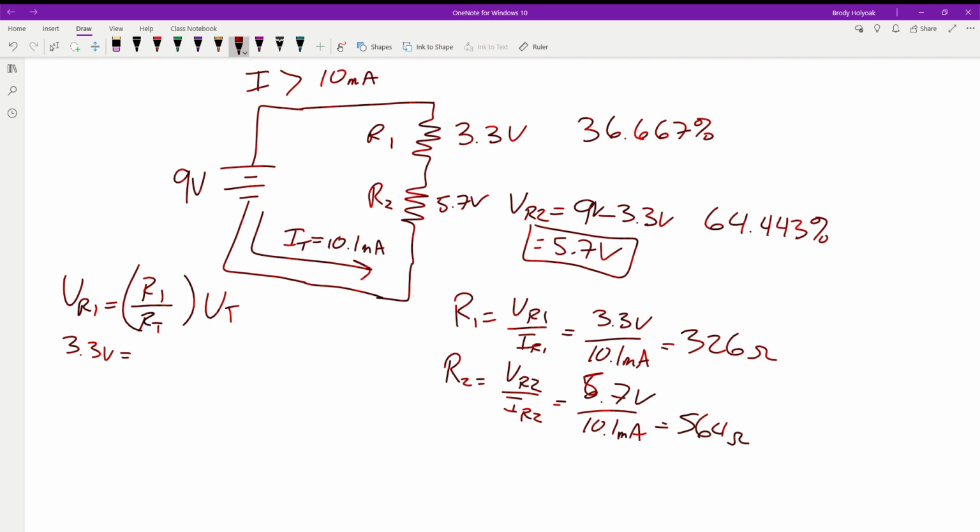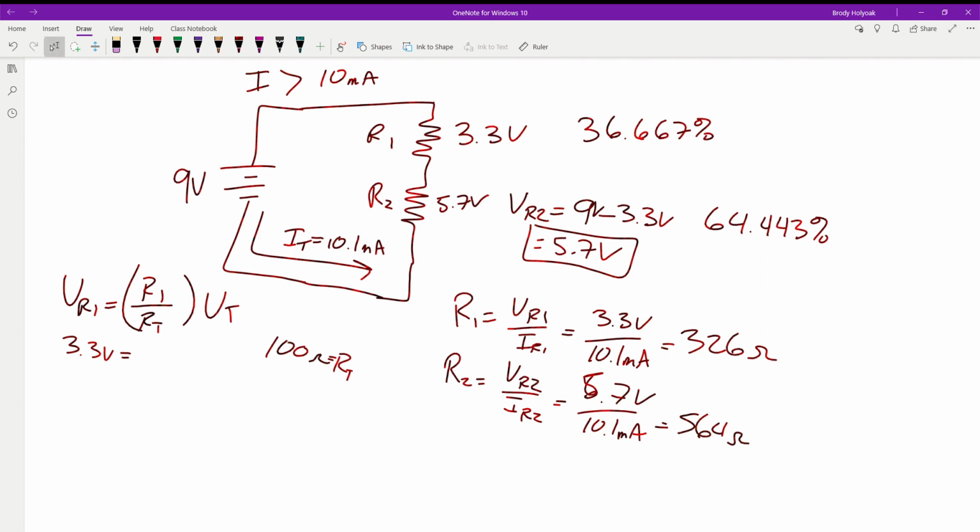So we could pick any resistor value at this point. So let's say we wanted a total of 100 ohms for our total. So now we need 36.667% of 100 ohms, which gives us 36 ohms. Okay? So then that one would be 36 ohms. This would be 64 ohms. Okay? We still are satisfying this value here of greater than 10 milliamps of current.